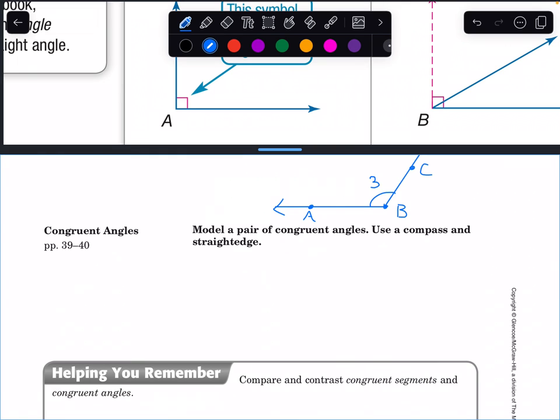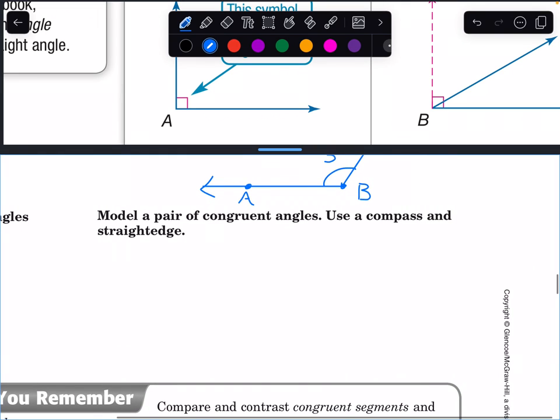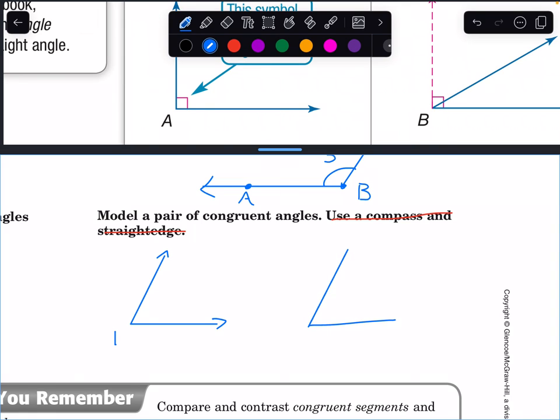Next, congruent angles. Model a pair of congruent angles. Use a compass and straight edge. We will not be using a compass and straight edge for this, but we will practice drawing a pair of angles that the reader is supposed to understand are identical. Let's call this angle 1, and we'll make this one angle 2, as we were wondering what happened to those anyways.